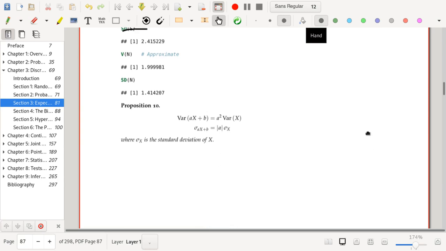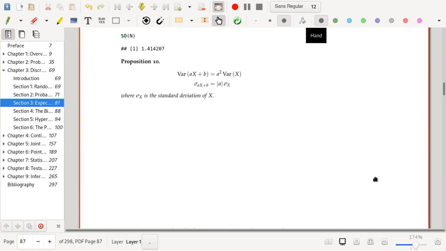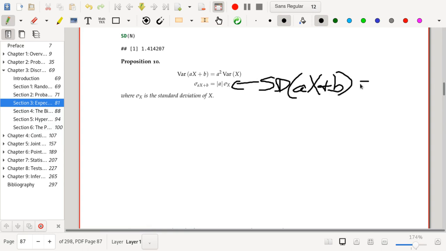The variance of ax plus b is equal to a squared times the variance of x. And the standard deviation of ax plus b is the absolute value of a times the standard deviation of x. Actually, this would probably be better to write in terms of that sd notation, to say that sd of ax plus b is equal to the absolute value of a times the standard deviation of x. So, let's go ahead and prove this.